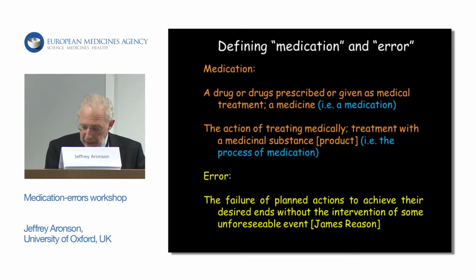I've taken this definition of error from the work of James Reason, the doyen of psychological studies in error, and he defined an error as the failure of planned actions to achieve their desired ends without the intervention of some unforeseeable event. That's important, because with the intervention of some unforeseeable event, it may be that no harm occurs, and yet an error has happened. And Reason recognizes that, as I've interpreted in this context.